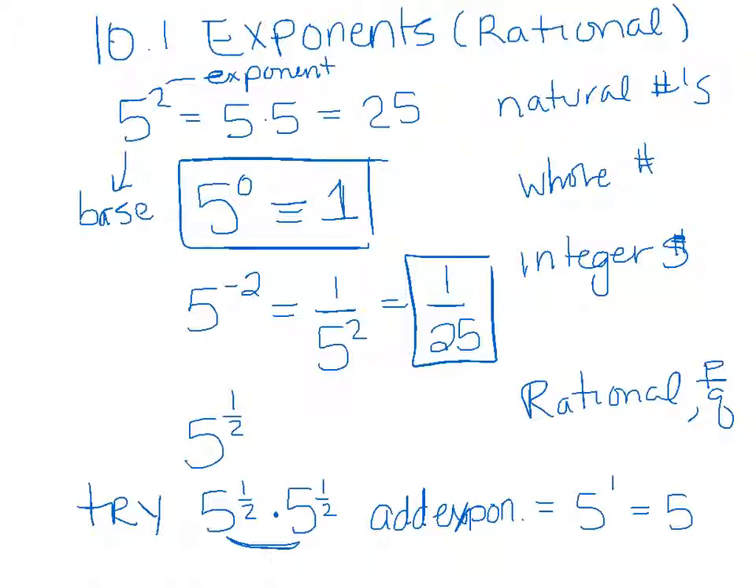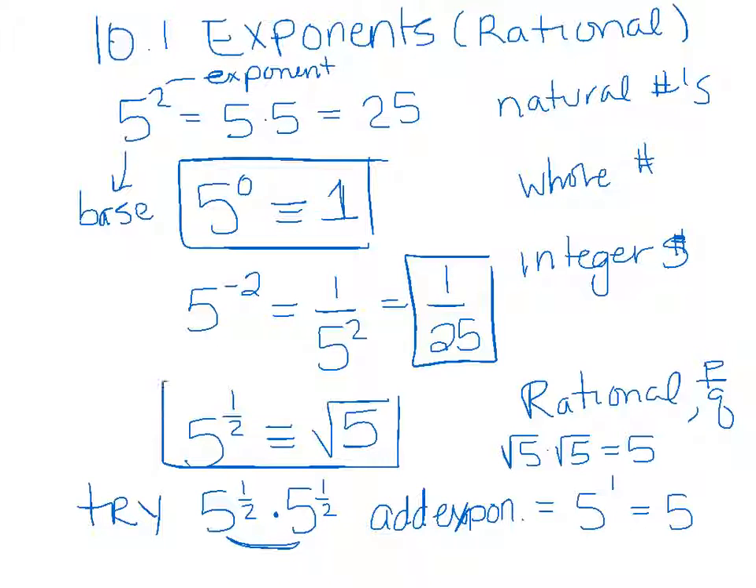Well, that's the same thing that happens when I take the square root of 5 times the square root of 5, and that equals 5, right? So we've sort of come up with a backdoor proof, and I wouldn't call it a proof, but an explanation that 5 to the 1/2 is the square root of 5. Okay, so let's take this a little bit further on the next slide.